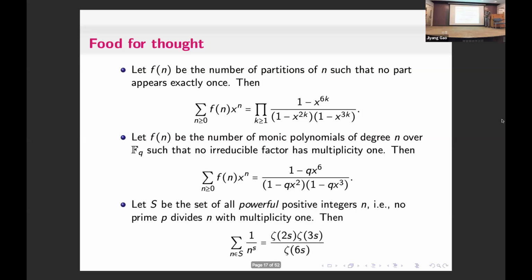And also let S be the set of all powerful positive integers. A positive integer is powerful if whenever a prime divides n, then its square divides n. And if you look at the Dirichlet series, the sum over all powerful numbers of 1 over n to the s, it has a similar form.